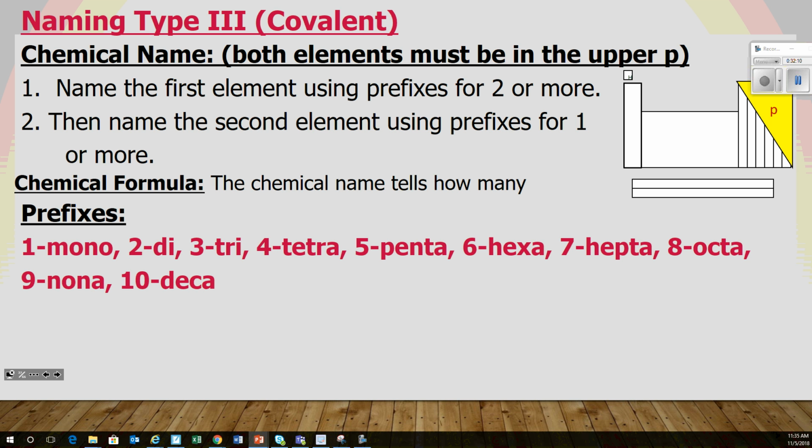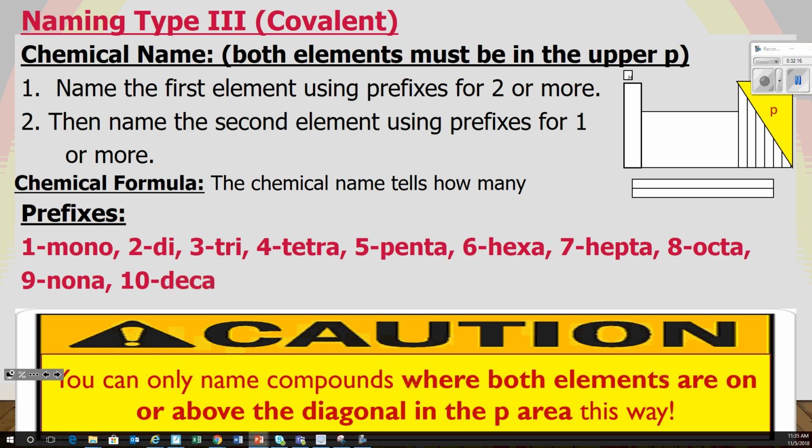You may only use this type. This is my huge big caution here. Because once kids start to learn how to name this, they try to name all chemicals this way. And the only time you can use it is if both chemicals are non-metals or metalloids. So we've got this sort of staircase. Remember boron, silicon, germanium, arsenic, antimony, tellurium, polonium, astatine, and up. Okay, not including the noble gases.